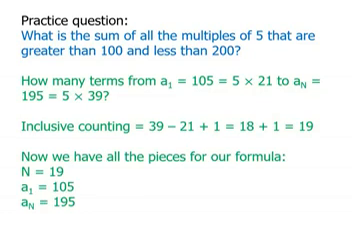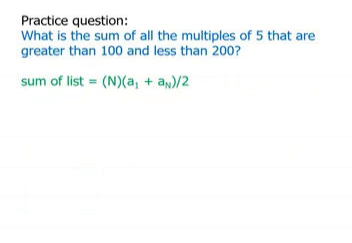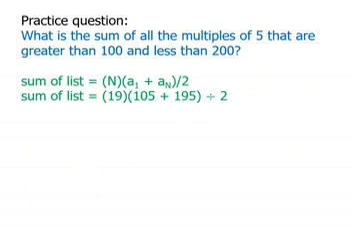Now we have all the pieces for our formula. N equals 19, a sub 1 equals 105, a sub n equals 195. So we're going to plug this into the formula. I'm going to do the following. First of all, I'm going to add the first and the last term and get 300. That's a nice round number.